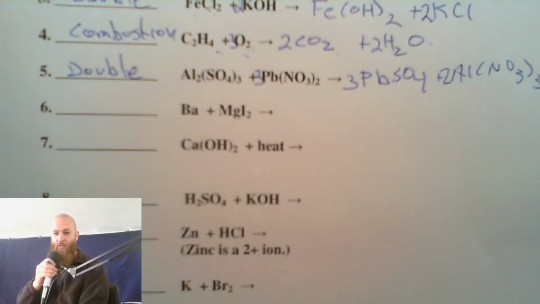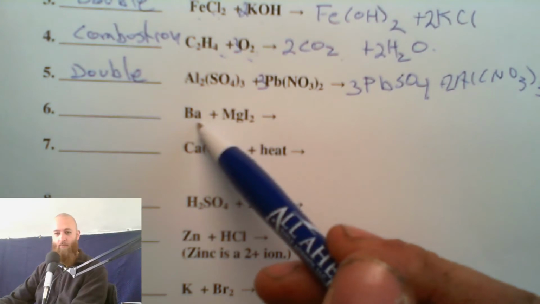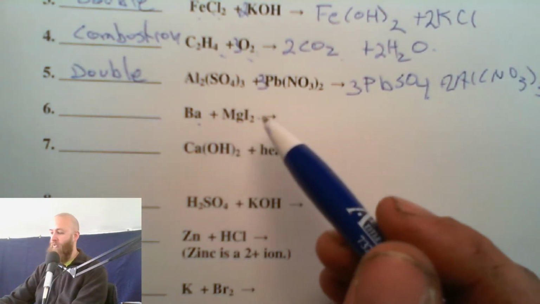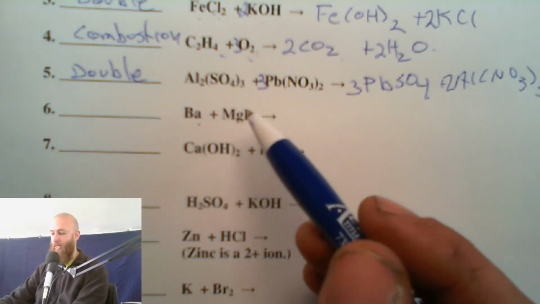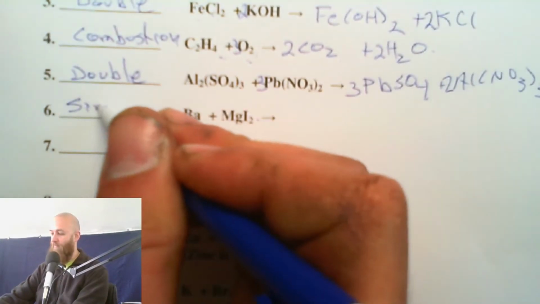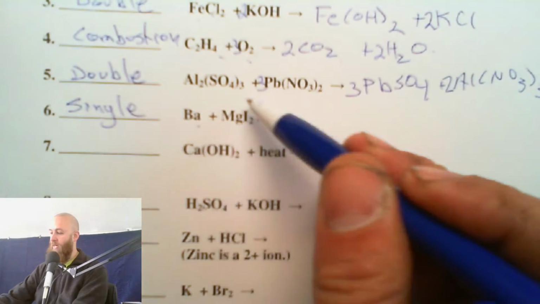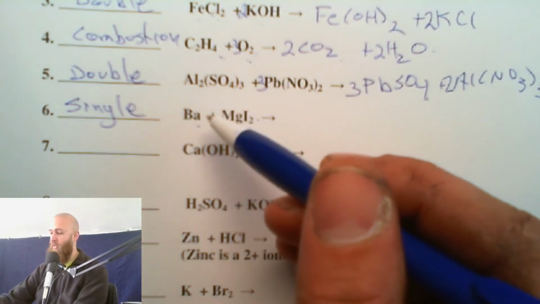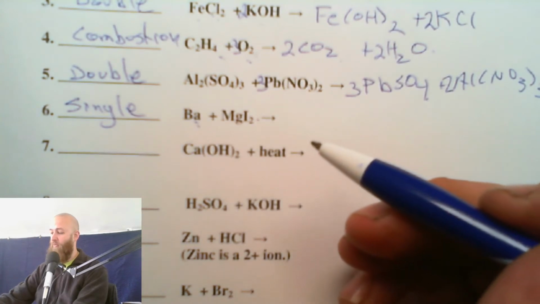Anyway, let's look at number 6. Okay, number 6 is the next one, and this one's not terribly difficult either. I have a metal and an ionic compound. So what we're going to do here is look back at our patterns that we talked about yesterday and realize that this is a single. Okay, metals are going to switch. That's going to happen in all singles and doubles. So barium used to be by himself.